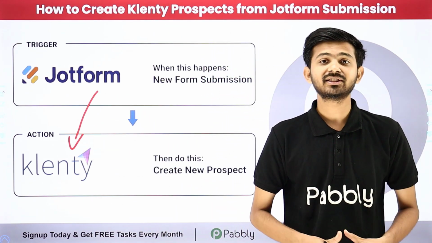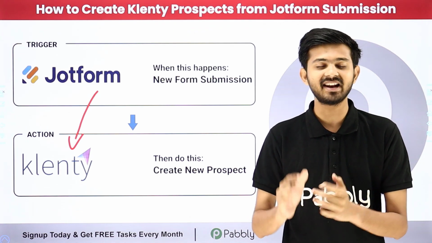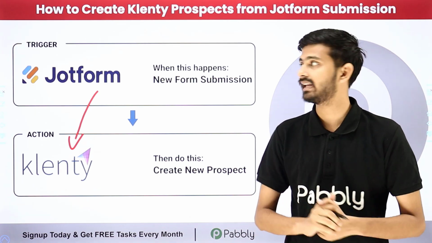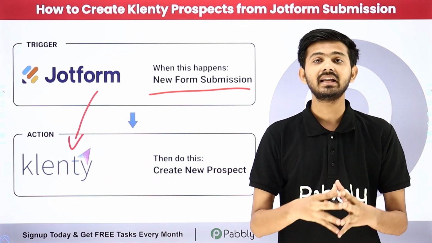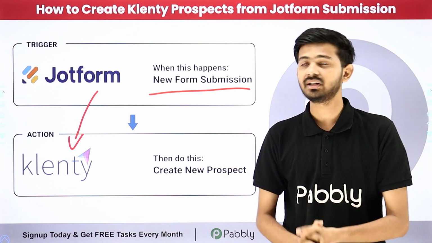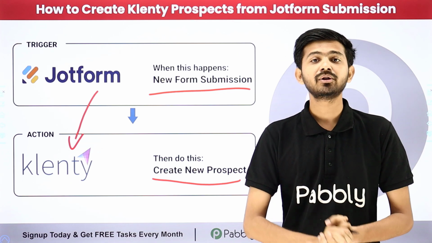So for building this connection, I'm going to use Pabbly Connect, which is an amazing software for automation and integration. Now with Pabbly Connect, as I'm going to receive a new form submission from Jotform, automatically by catching the details of that form submission, I'm going to create a new prospect in Klenty. So how I'm going to build this connection?